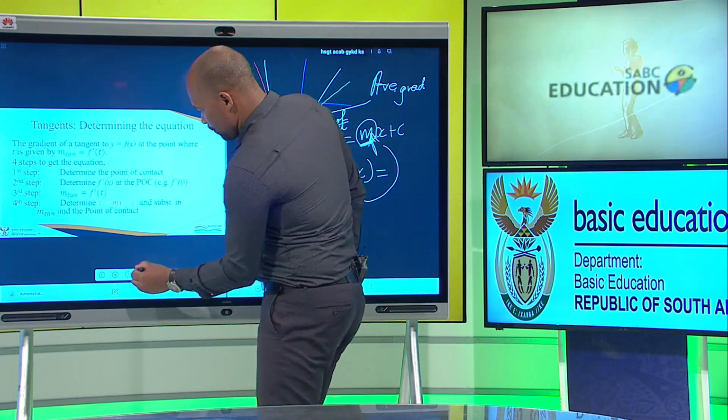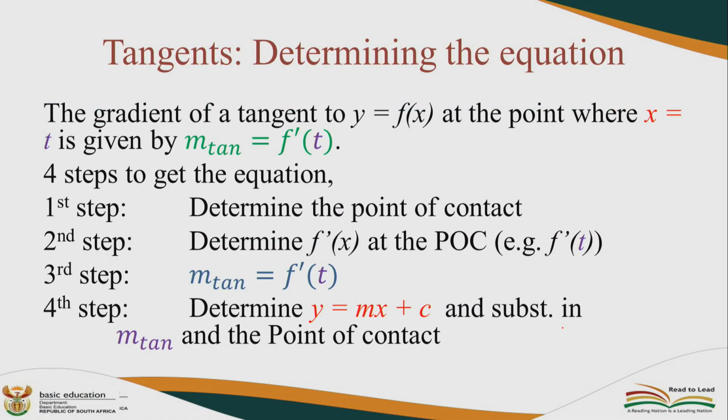So what do we have here? Determining the equation of a tangent. The gradient of a tangent at y is equal to f'(x). So we're going to be given a graph of f, where x is equal to t. So about that, x maybe can be given as any value, where x is equal to t.